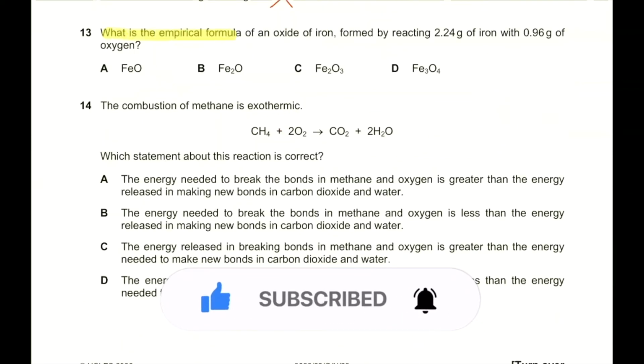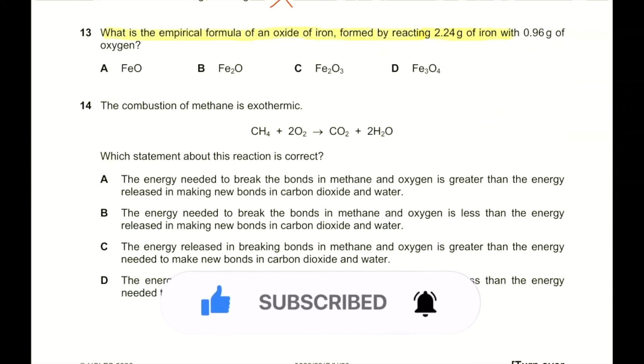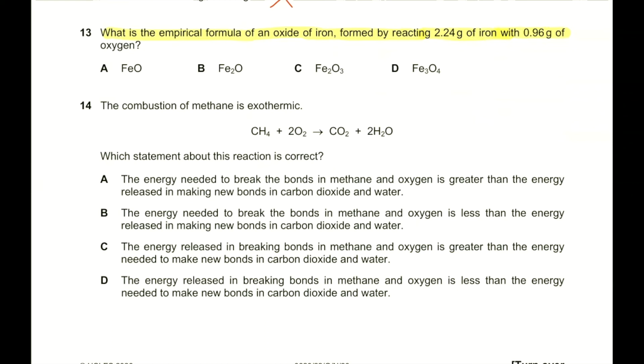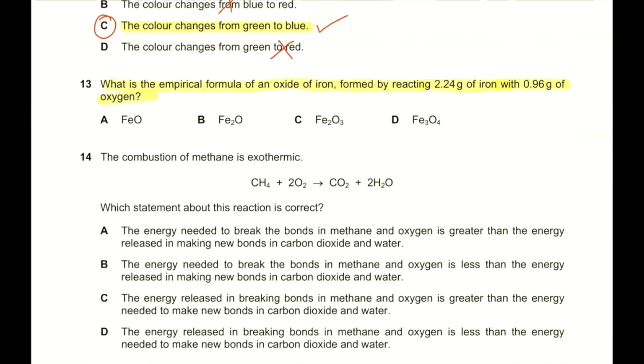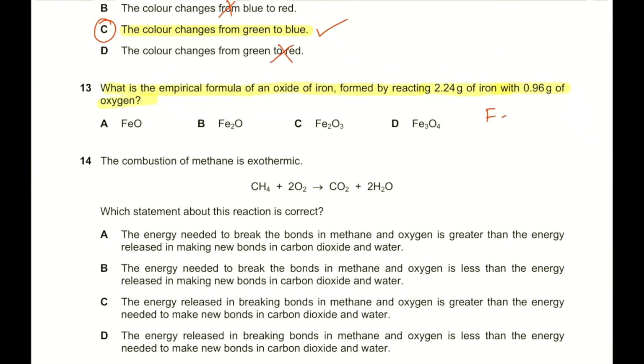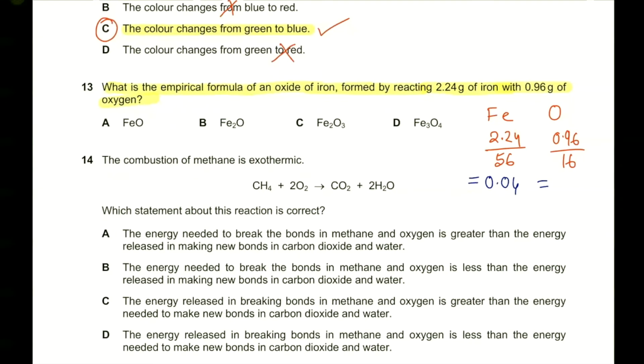Question number 13. What is the empirical formula of an oxide of iron formed by reacting 2.24 gram of iron with 0.96 gram of oxygen? Okay, guys. In the case of an empirical formula, it's good that we set up the formula and find it out ourselves. So 2.24 gram iron with oxygen 0.96. Iron has a mass of 56, oxygen has a mass of 16. We're going to divide by their relative atomic mass to find their ratio. 2.24 divided by 56 gives us 0.04. 0.96 divided by 16 gives us 0.06.